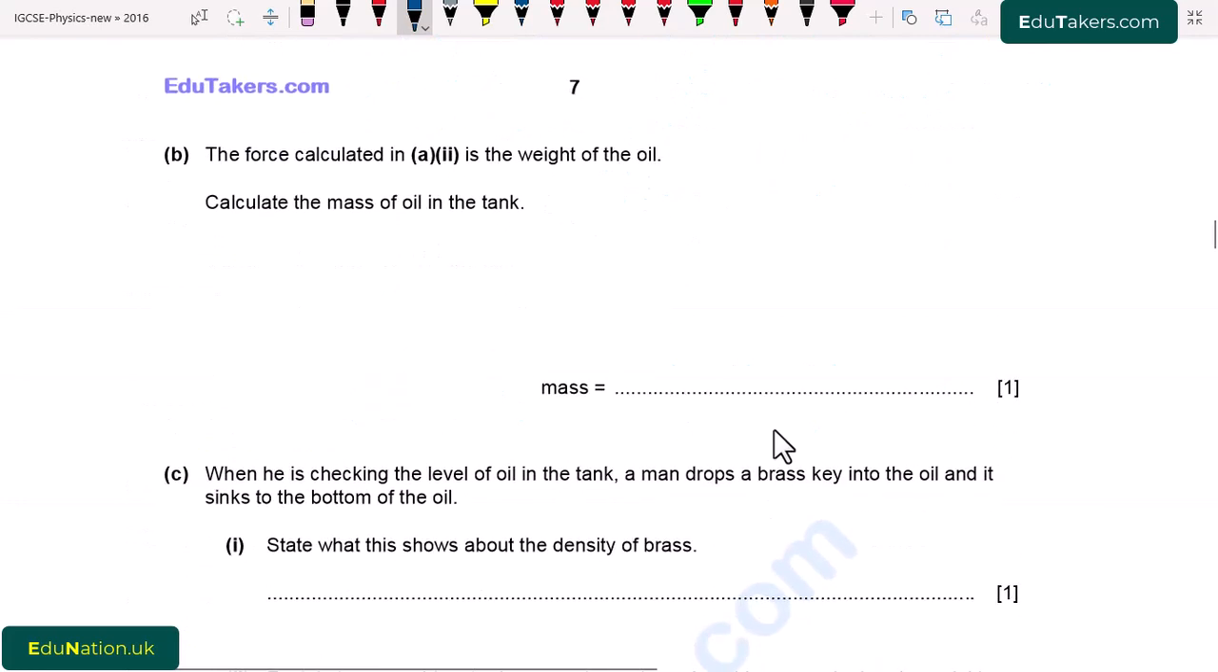Next, part B. The force calculated in part A2 is the weight of the oil. So here it is given that force is equal to weight. Calculate the mass of the oil in the tank. Here we have to find out the value of mass. Using the formula of weight, that weight is equal to the product of mass and acceleration due to gravity. Here we have to find out mass. It will be equal to weight over g, where in the start it is given that force is equal to weight. So I write here force over g.